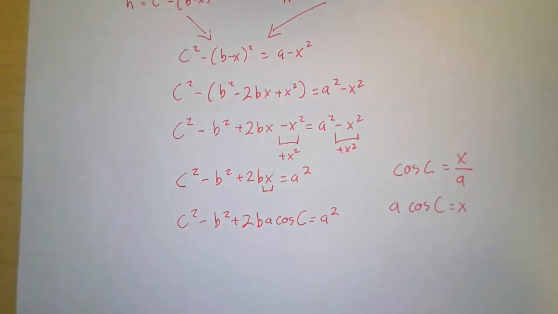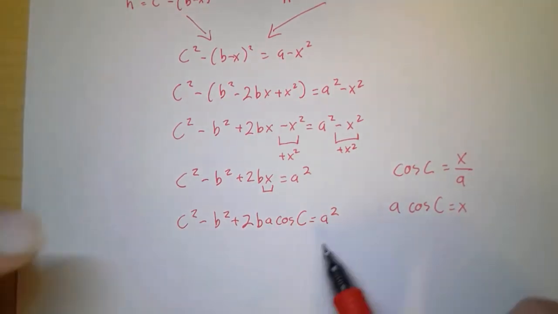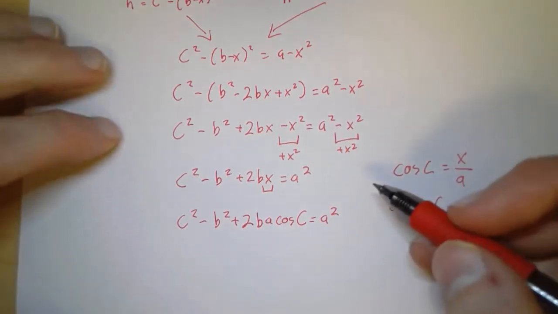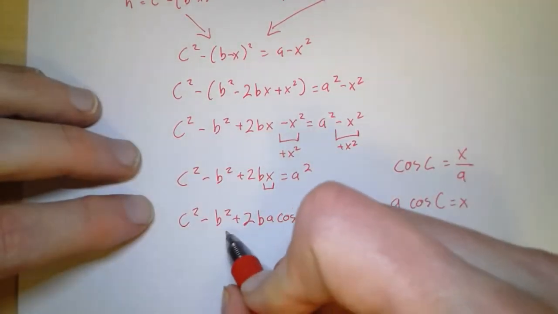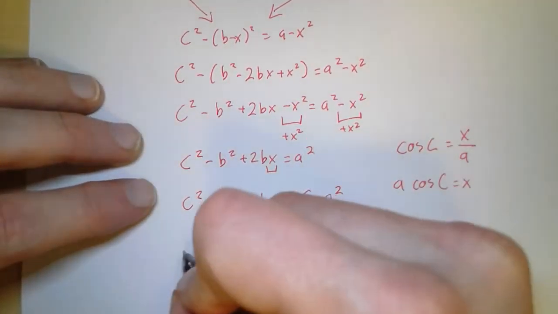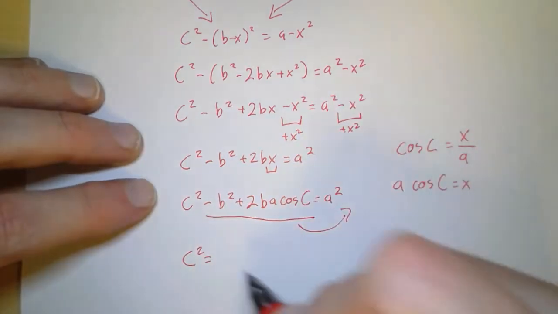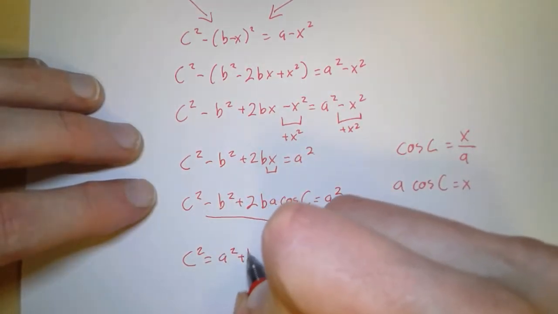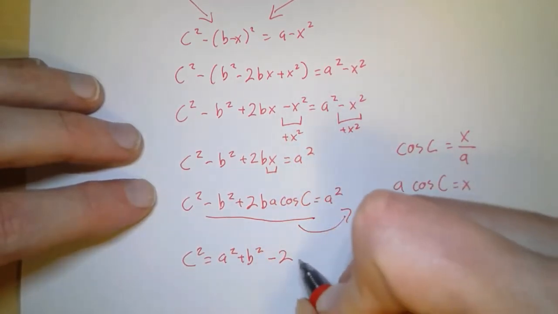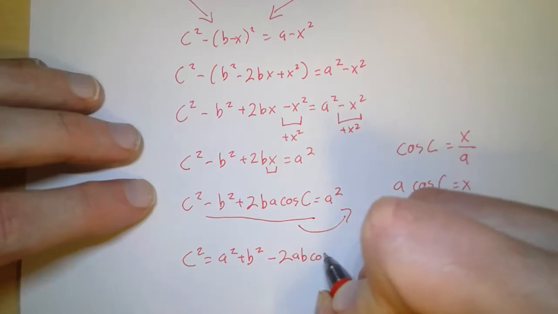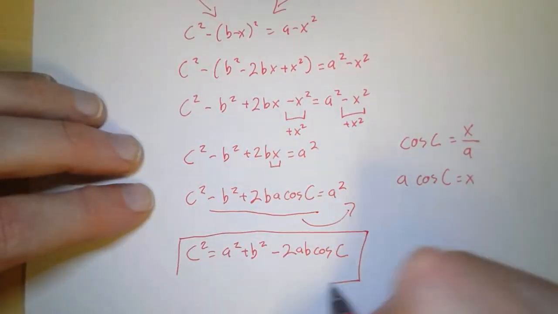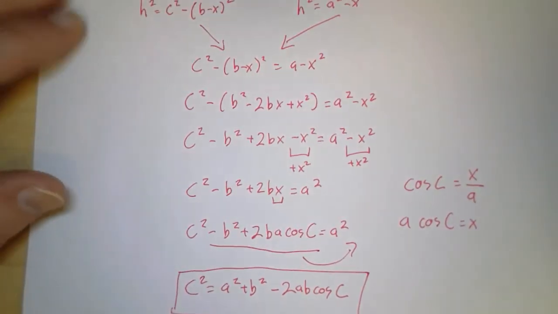Now, what I'm going to do is rearrange a few things, because here is the law of cosines. It's just not in the form that you're used to. And so what I'm going to do is move all of this over to the other side. And so what do we have? c squared equals a squared plus b squared minus 2, and I'm going to rearrange the b and the a, ab cosine of C. And there it is. There is the law of cosines.